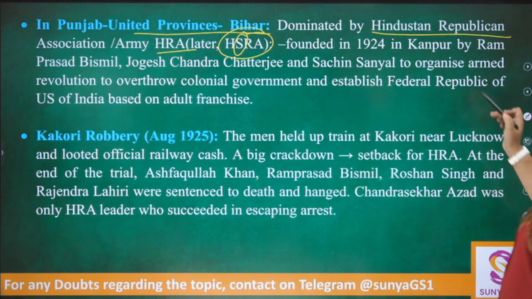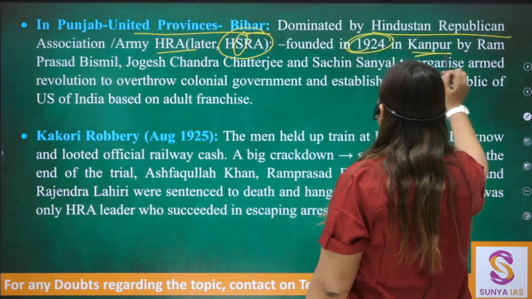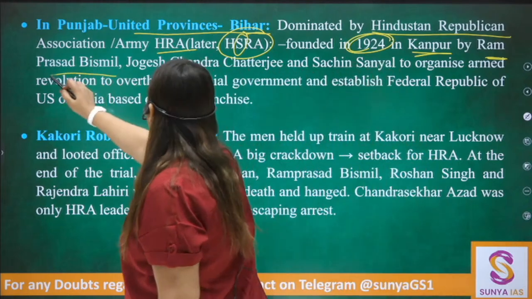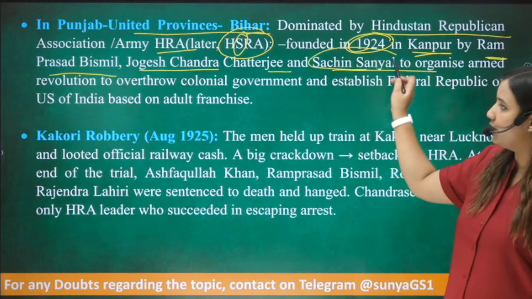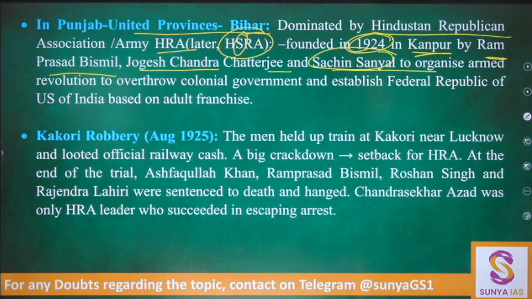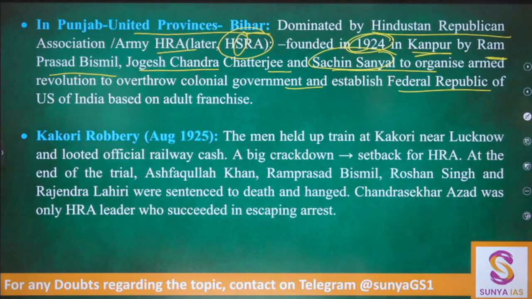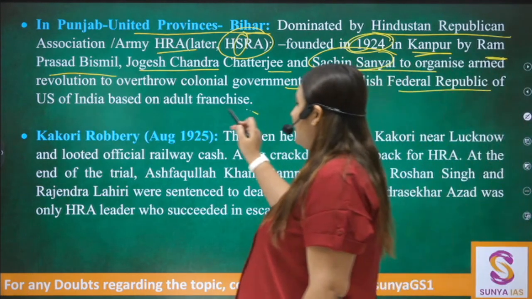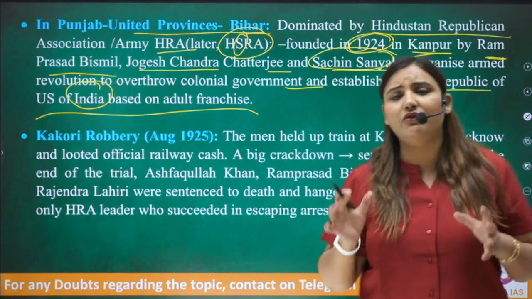So it was dominated by Hindustan Republican Association Army, founded in 1924 in Kanpur by Ram Prasad Bismil, Jogesh Chandra Chatterjee and Sachin Sanyal. Here Sachin Sanyal is very, very important as he is a guiding force behind this second phase of revolutionary activities. So Sachin Sanyal was also there to organize armed revolution, and they wanted to overthrow the colonial rule and establish a Federal Republic of United States of India based on adult franchise, where all the Indians could come together and have a Federal Republic.